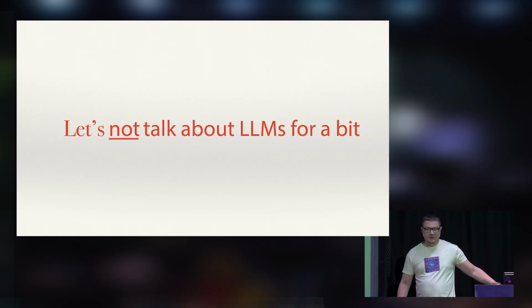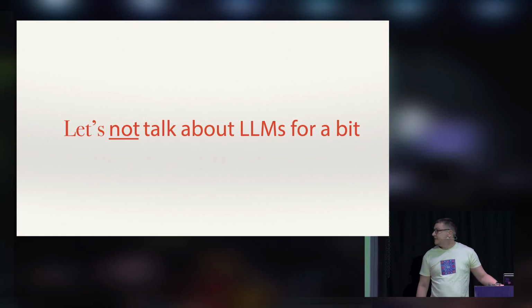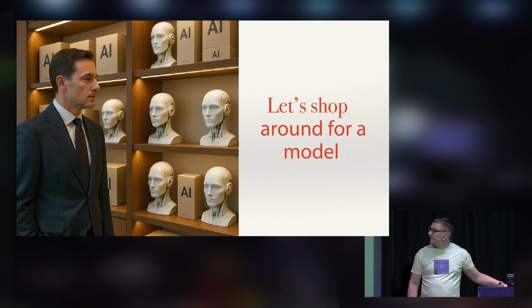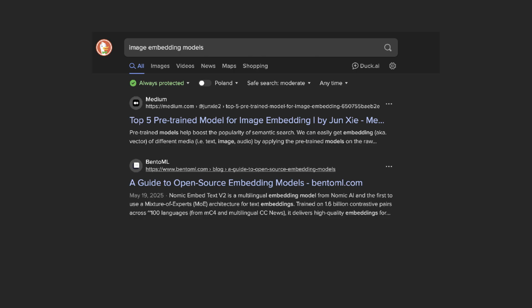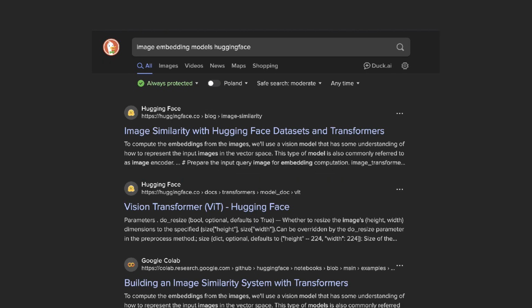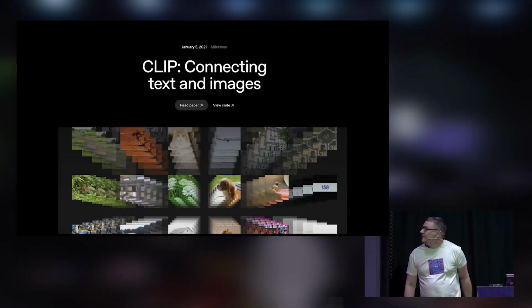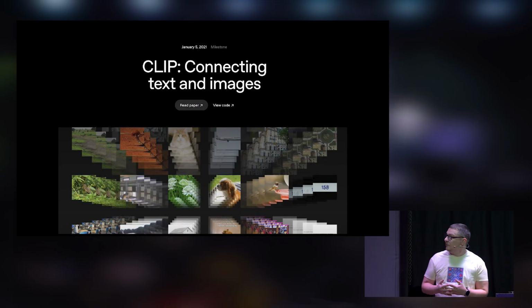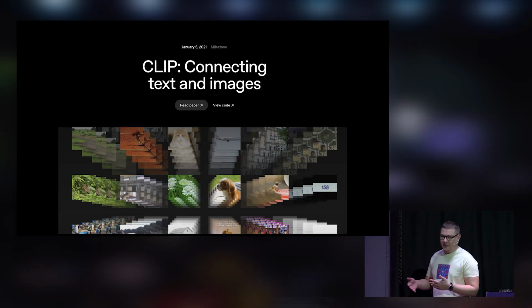So let's not talk about LLMs for a bit. Let's talk about AI outside of LLMs. Let's shop around for a model. So the first thing that you should do when you're working on an AI problem is you basically Google, because Google works better than ChatGPT for this, but this is the wrong phrase. Yeah, appending Hugging Face gives you the real result. And I found this little gem. This is from before the AI era. This is a very old model, back from the time when OpenAI was actually open, so you can download it.